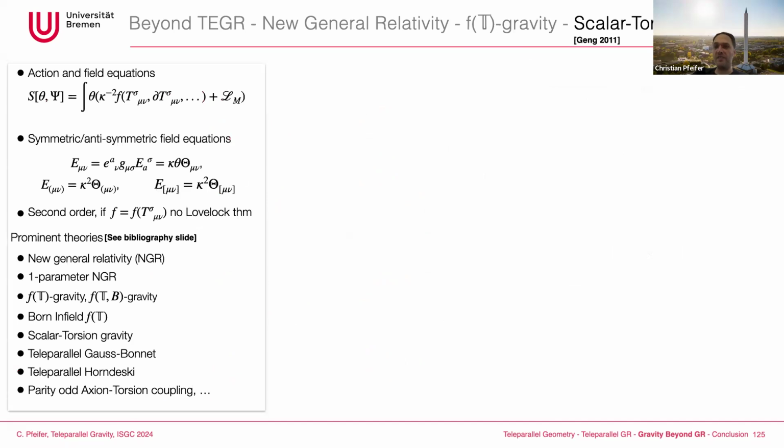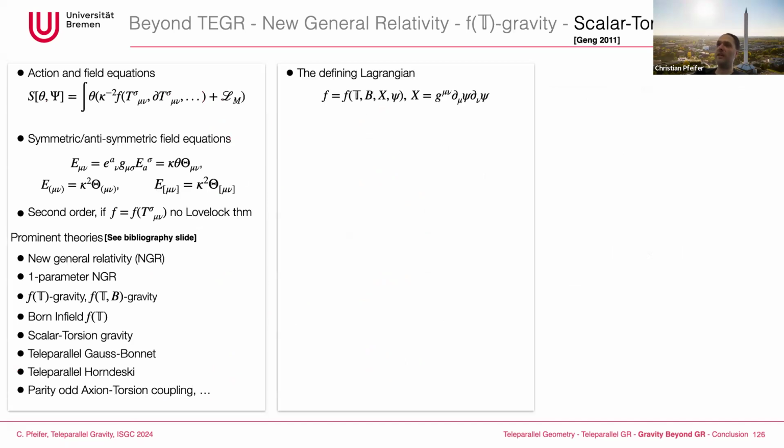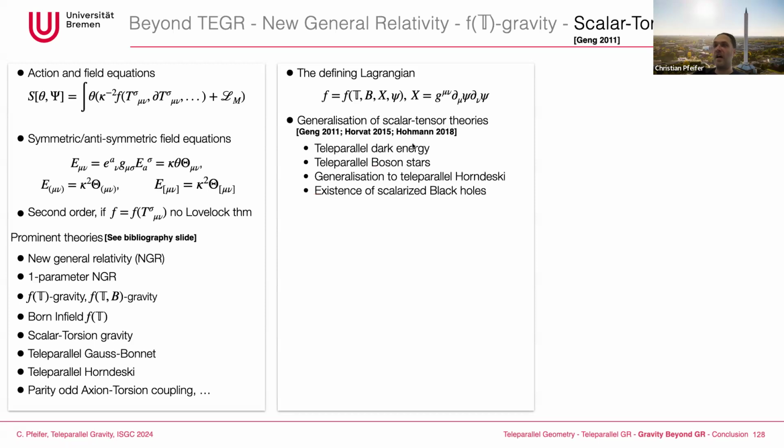Okay, then last but not least, very quickly, maybe also scalar torsion theory. Here we couple an additional scalar field together with its kinetic term to the torsion scalar and the boundary term. This generalizes the usual scalar tensor theories. They were introduced to model teleparallel dark energy with an inflaton. One can study teleparallel boson stars. I already mentioned this teleparallel Horndeski theory. And one can study if torsion, these boundary terms of torsion, maybe lead to scalarized black holes, similarly as the usual Gauss-Bonnet term, when coupled to a scalar field, leads to scalarized black holes.